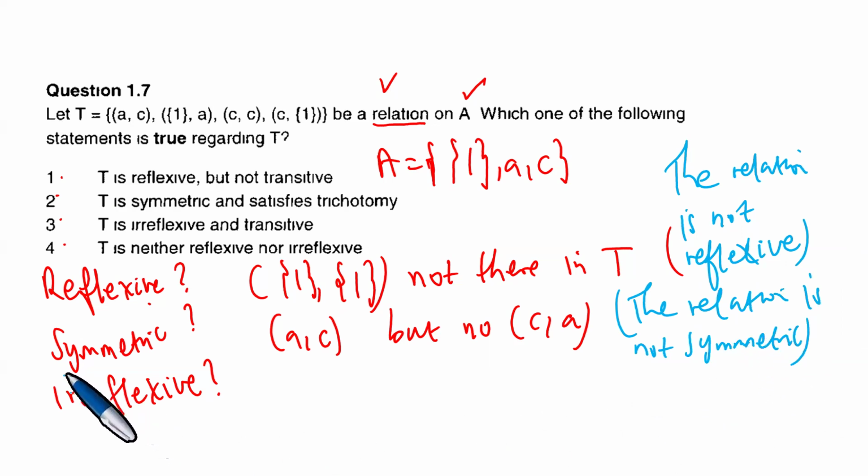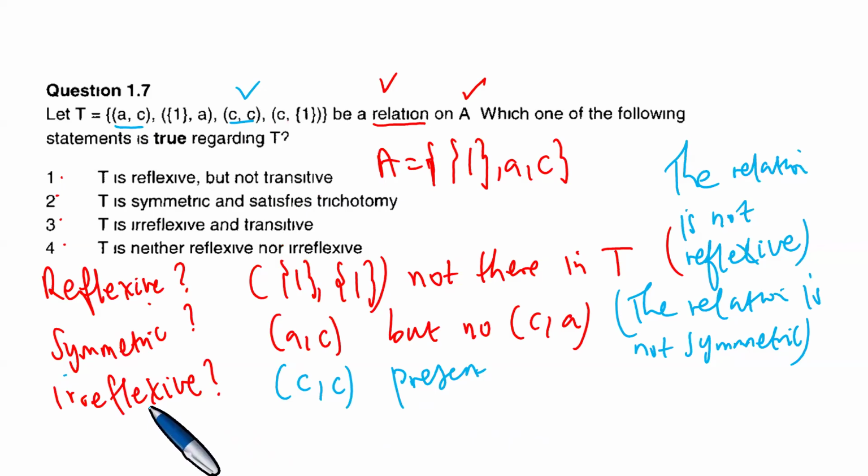It is not symmetric because, of course, we can see AC, but there has to be CA also in T to allow us to conclude that T itself is symmetric, and therefore T is not a symmetric relation. Next, we're going to look at the irreflexive property. Is CC present? Right, so you're going to see that CC is present, and so the element CC is indeed present because we can see it in the relation T.